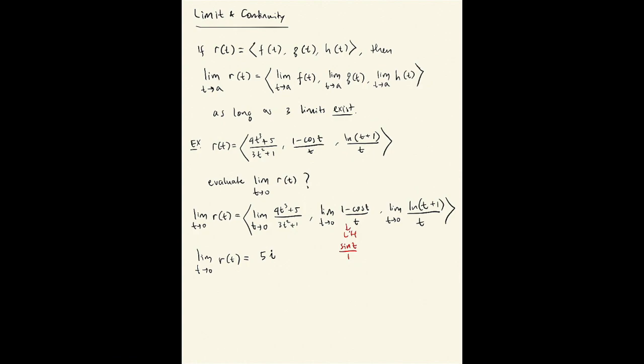And then the third one, we plug in the 0, so it will be ln 1 over 0. ln 1 is 0, so 0 over 0 situation. So the same thing, we do the L'Hopital rule. So ln will be 1 over t plus 1. Plug in 0, it's 1, right?